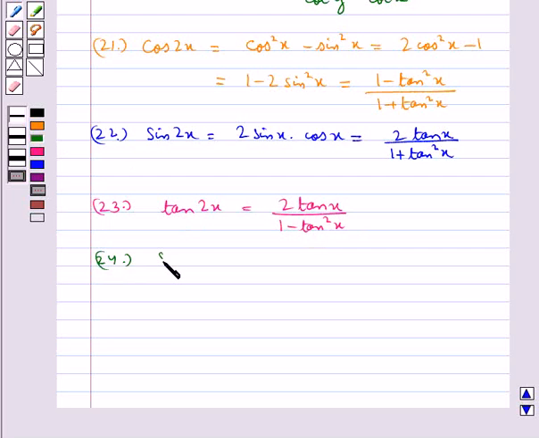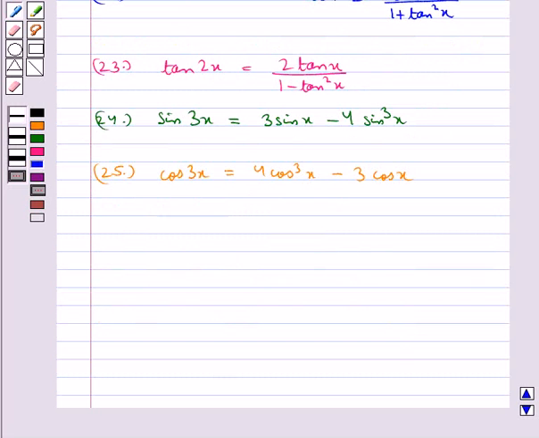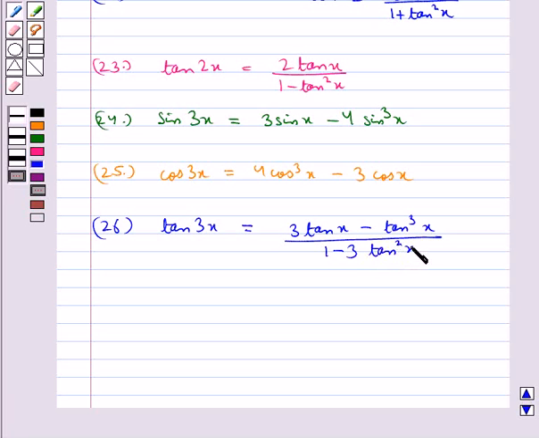Then sin 3x = 3 sin x - 4 sin³x. Cos 3x = 4 cos³x - 3 cos x. Then tan 3x = (3 tan x - tan³x)/(1 - 3 tan²x).